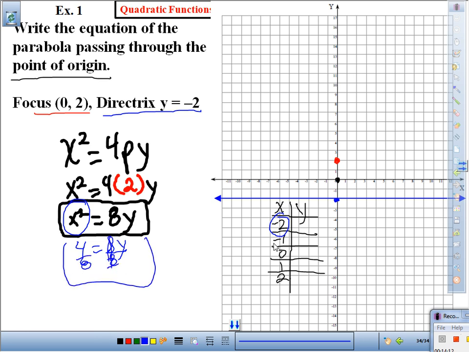Therefore, y is equal to 1/2. Does everybody see where we got that from? Yeah, 4 over 8 is 1/2. Next, what's my next value? -1. So what is -1 squared? 1 equals 8y. Divide by 8. So what is y? 1/8. How about 0? 0, because we already have our point of origin. Let's graph those three.